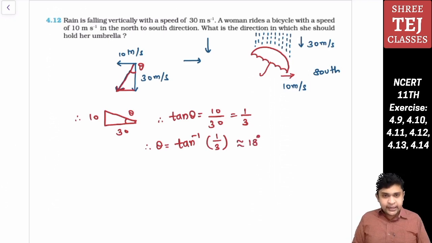So, to the vertical, she has to hold her umbrella at approximately 18 degrees so as to avoid getting wet due to the rain, because she has velocity 10 meter per second and the rain is falling at a speed of 30 meter per second.